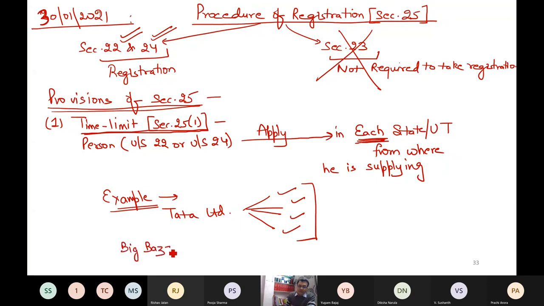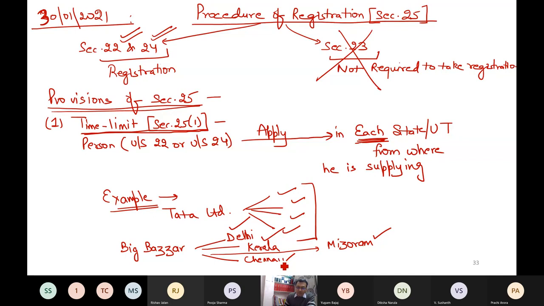is having showrooms in multiple states, for example Delhi, Kerala, Chennai, Mizoram, etc. For example, only 4. Then Big Bazaar has to take separate registration for Delhi, separate for Kerala, separate for Chennai, and separate for Mizoram. This is what the point is.